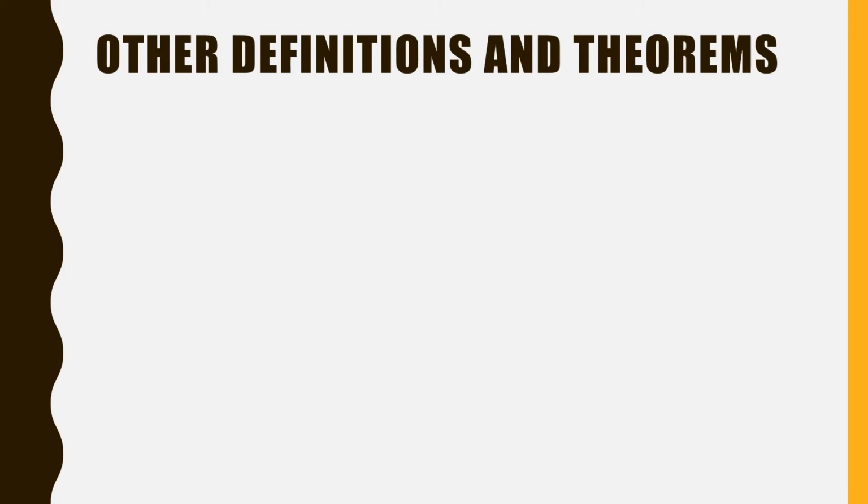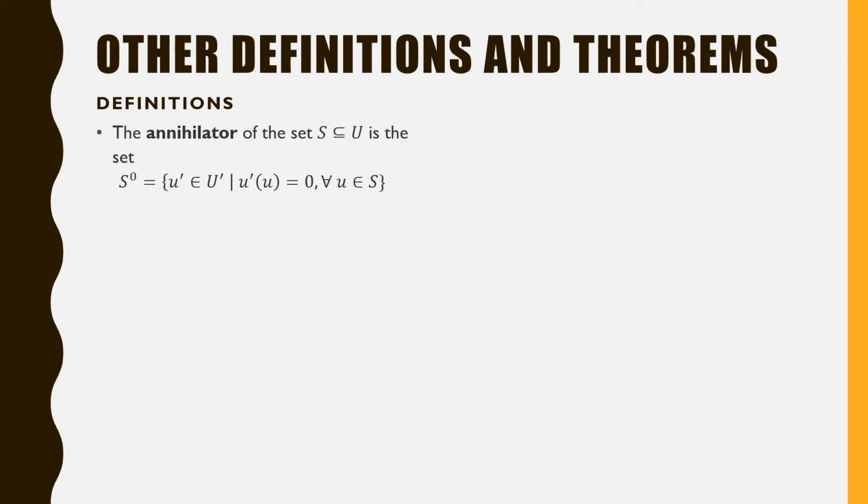On this slide, we want to look at a few other definitions and theorems that come up with regard to dual spaces. The only other definition I really want to point out is that of the annihilator of a set. So if I take a set S that's a subset of a vector space, notice S does not have to be a subspace, just a subset. Then the annihilator of that set is the collection of linear functionals that annihilate every single element in that set.